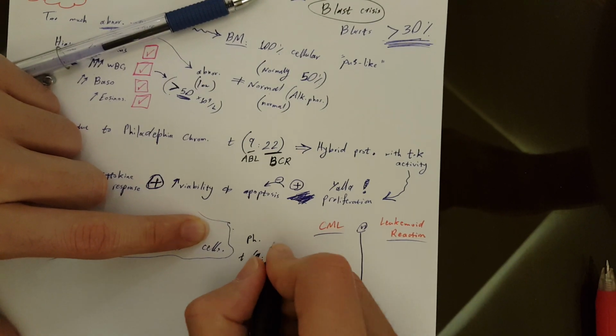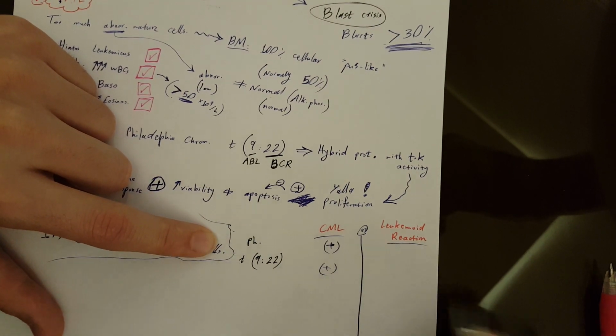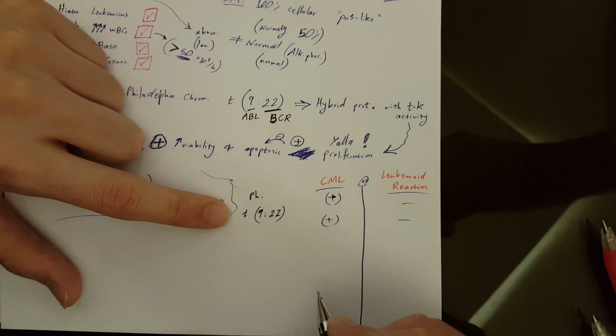What about the Philadelphia chromosome and the translocation of 9;22? Of course, here it's positive and here it's positive, while here it's not. This is one thing.